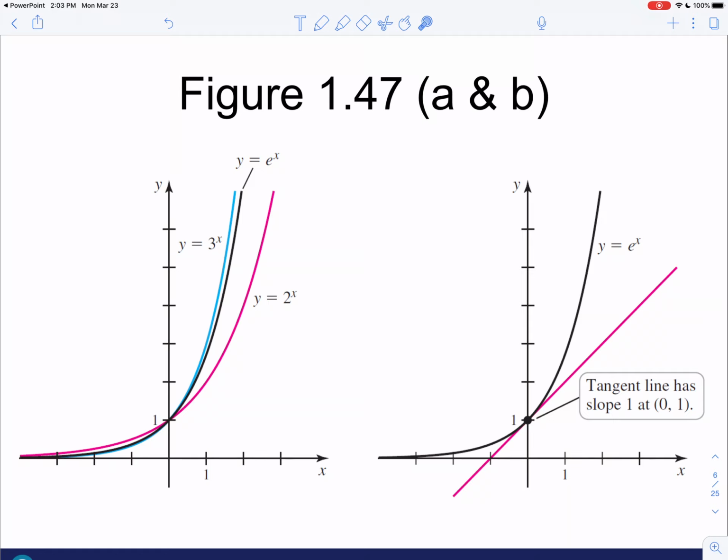On the left here, if we look at the exponential function 2 to the power of x, we have the red graph. If we look at 3 to the power of x, we have the blue graph. And e, being a base of about 2.7, lies between these two graphs. The tangent line has a slope of 1 at (0, 1).